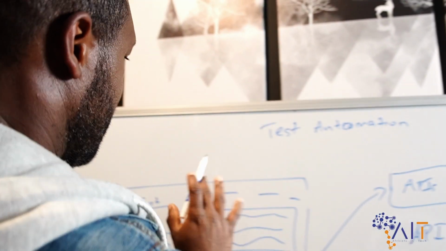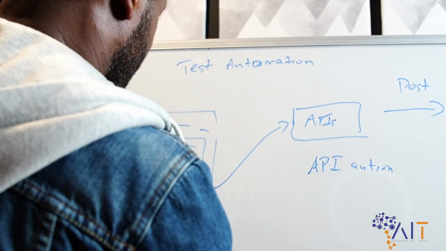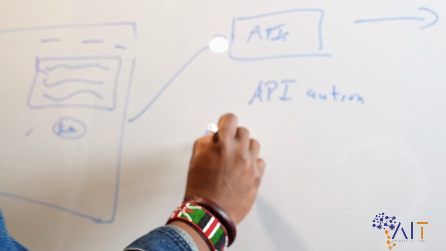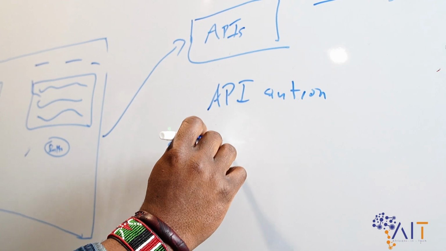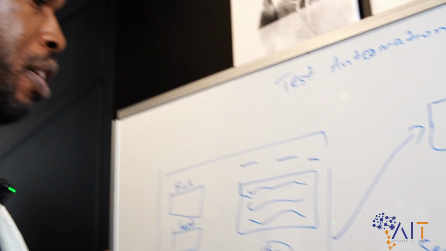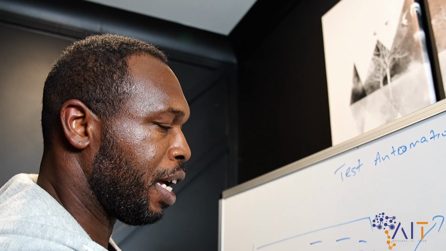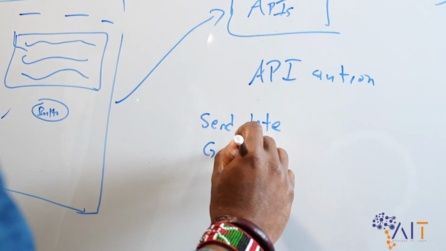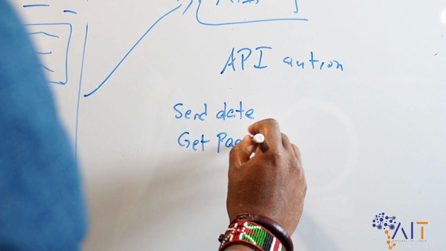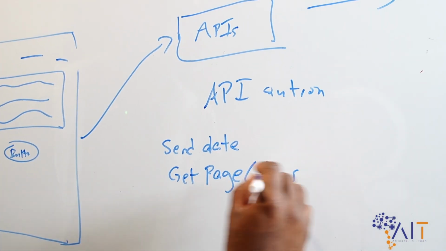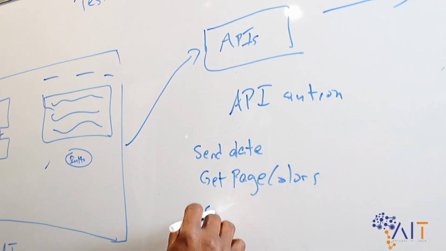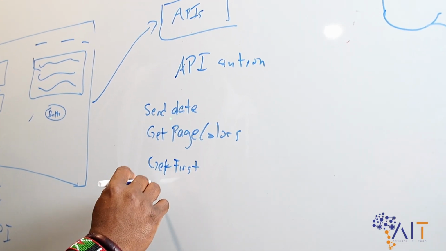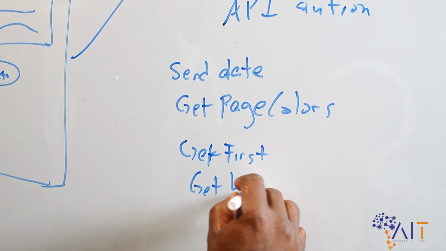Now, in this page, you might have, for example, let's just say a send data API. It sends all the data. You might have a get page colors API. You might also have a get first name API, get last name API.